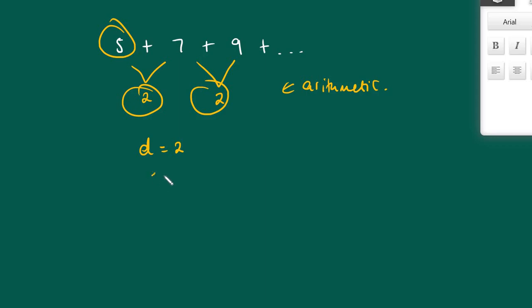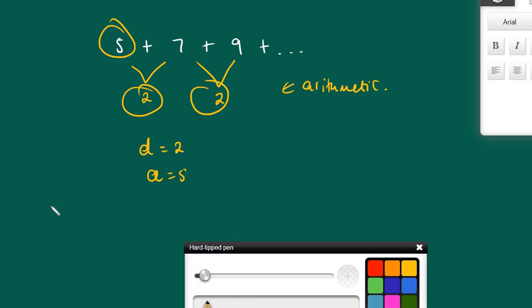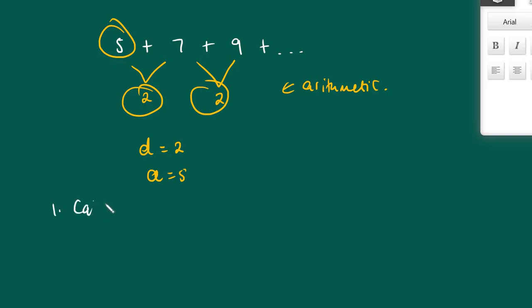Then I already know that the first term is 5. Then the next thing I would want to know is how many terms am I adding? Now, to know how many terms we're adding, number 1, it can either be given in the question, or number 2, you will have to find out on your own how many terms you must add. Right now, let's assume we're given in the question.